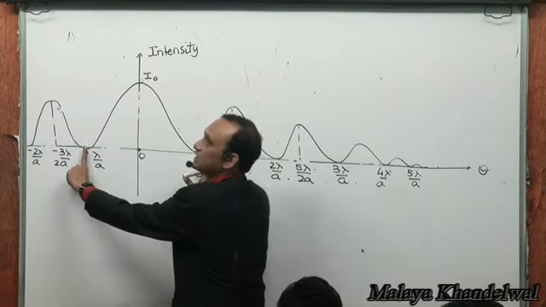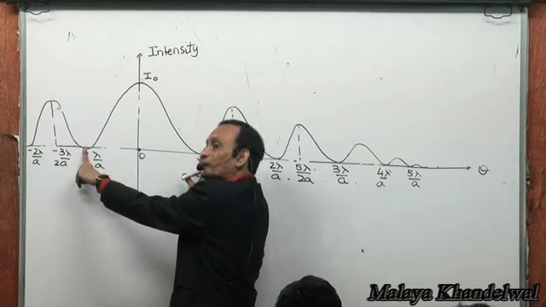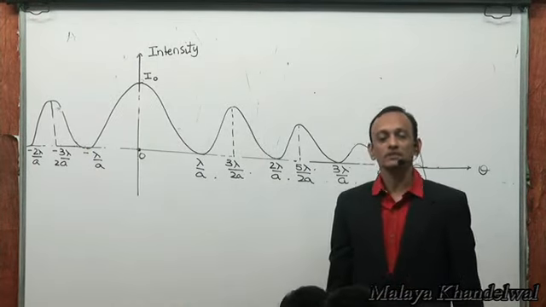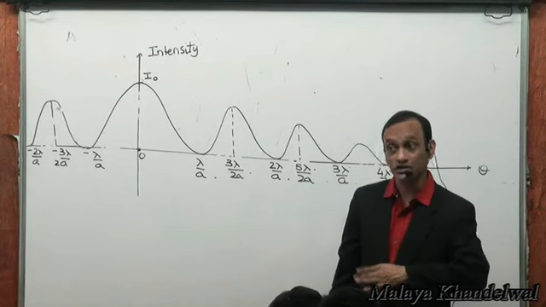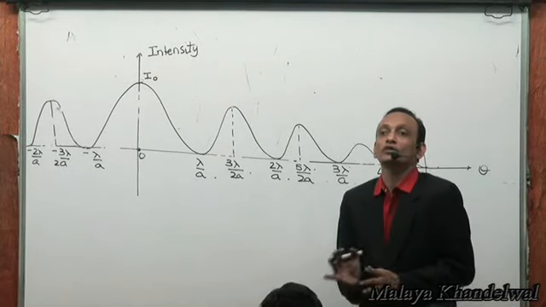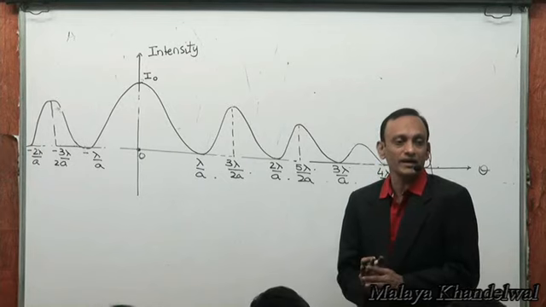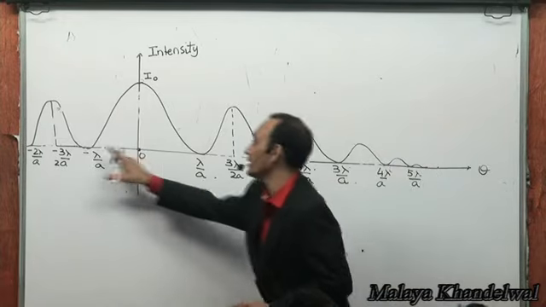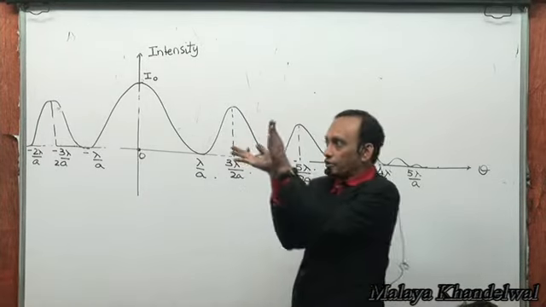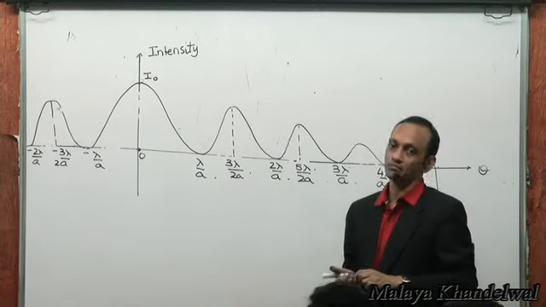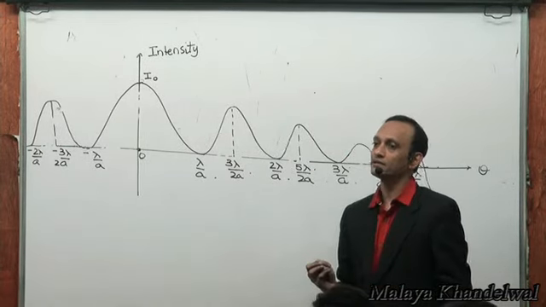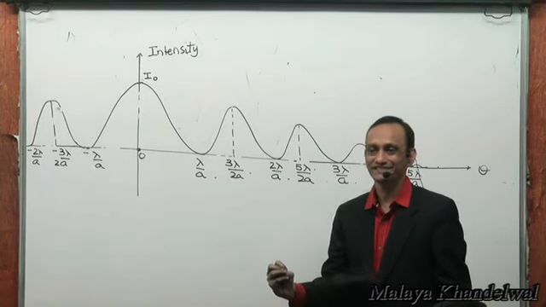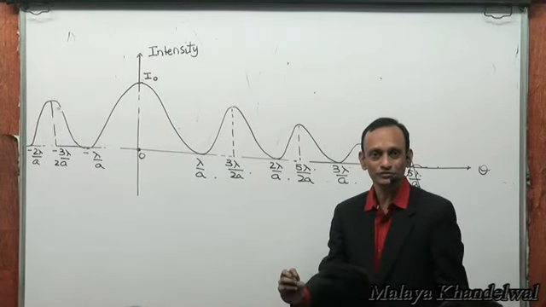This obviously is the linear width of the central maximum. 2 lambda by A is the angular width of the central maximum. 2 theta, theta and minus theta, is the angular width of the central maximum. Do you all understand single slit Fraunhofer diffraction? No confusion?